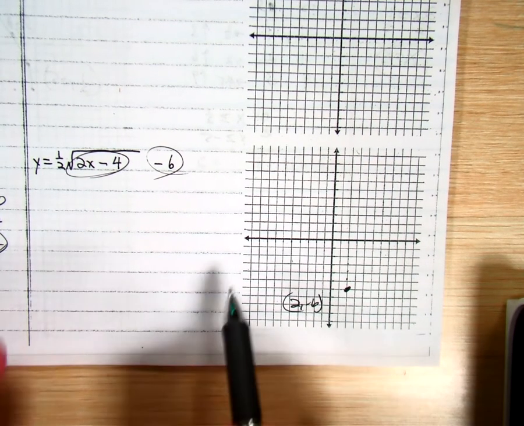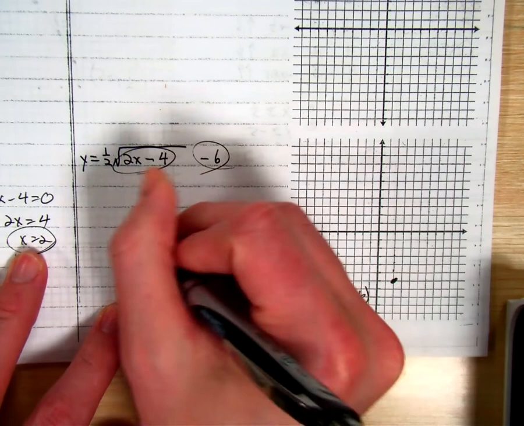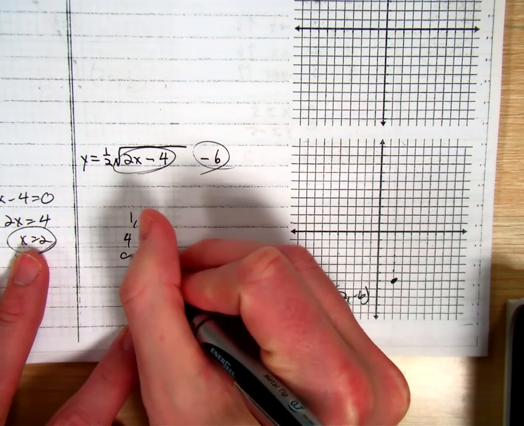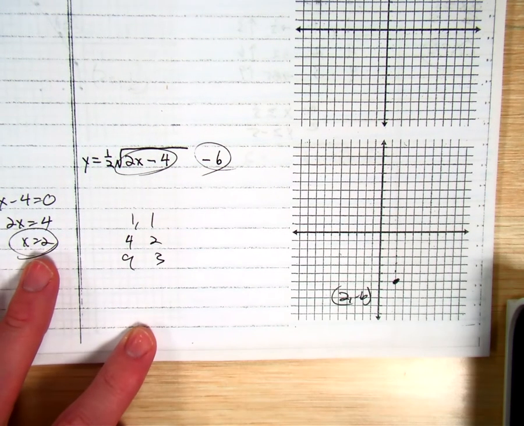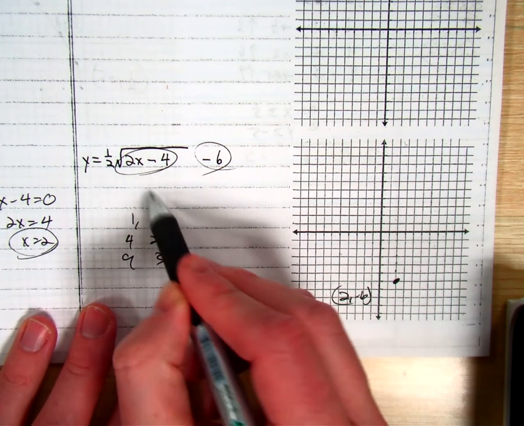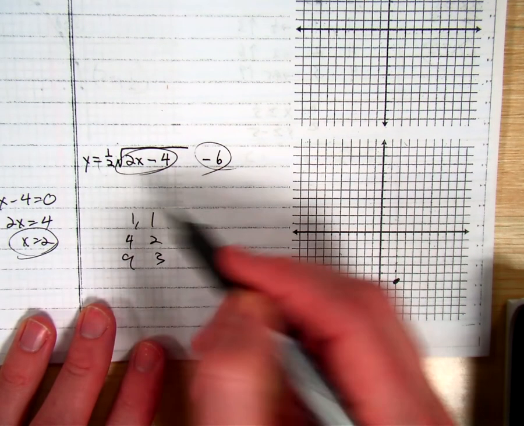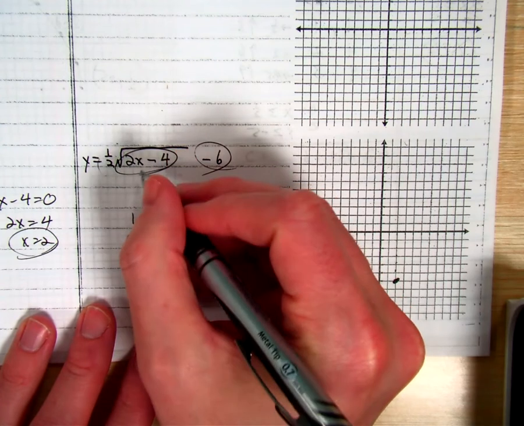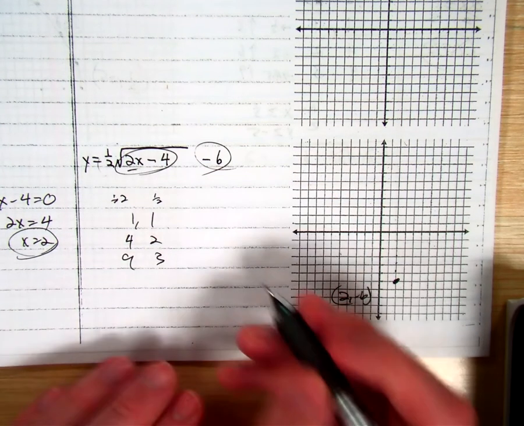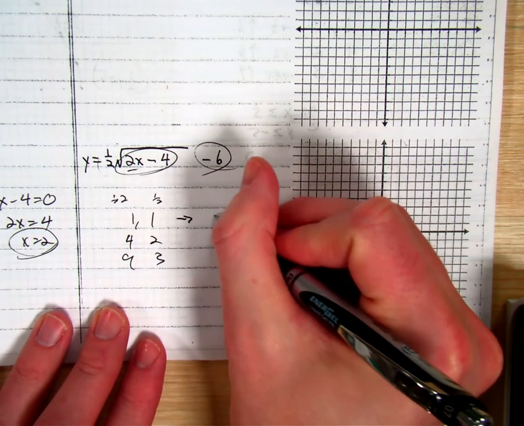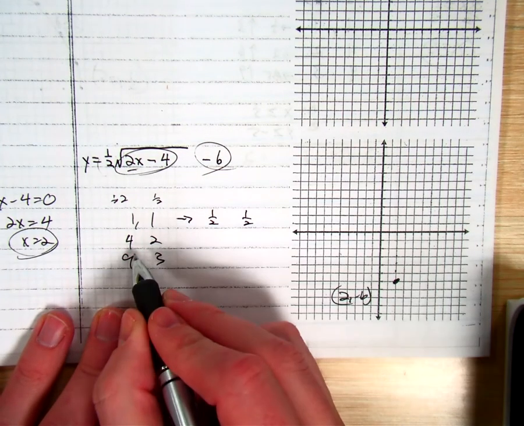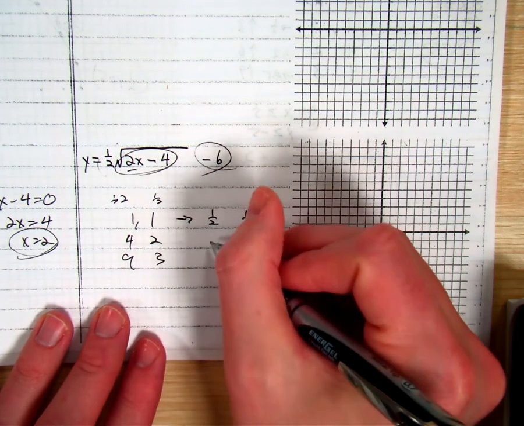Next, normally we have 1, 1, 4, 2, 9, 3. Okay. And we are, oh, look at this. Multiplying our y's by a half and dividing our x's by 2. So really same thing. So this is going to be over a half, up a half. Let's see what this one is. Over 2, up 1.